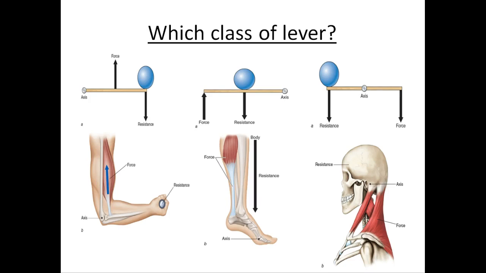Have you got it? Okay, so we've got the image on the right. The skull, that's a class 1 lever. We've got the image in the middle, the calf raise, that's a class 2 lever. And we've got the image on the left, the bicep curl. Most levers within the body are class 3. This one included, the bicep curl being a class 3 lever.